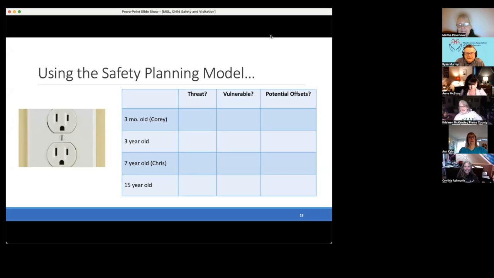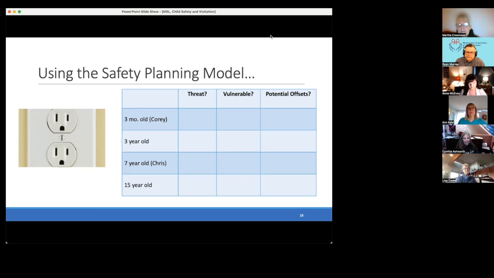Is this a threat to the 3-month-old? Why is everyone shaking their head no? Yes, it is. Thank you, Jennifer. Those of you who said no, how is it a threat? Well, it's a threat to everyone, right? Potentially, like a rattlesnake would be. Okay. It's a generalized threat. But is the 3-month-old vulnerable to it?